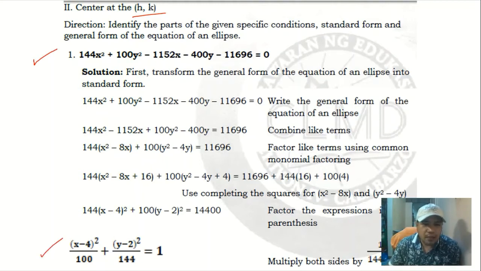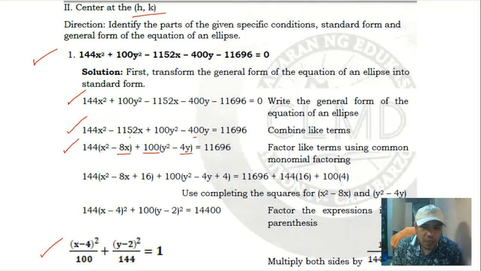So write it first, then use the addition property of equality. Kaya 11,696 will be positive 11,696. And then factor out natin. So mula dito, nilabas ko yung 144. But sa 1,152 divided by 144, that is equals to 8. Then, nilabas naman dito is yung 100. 400 divided by 100, that is 4.